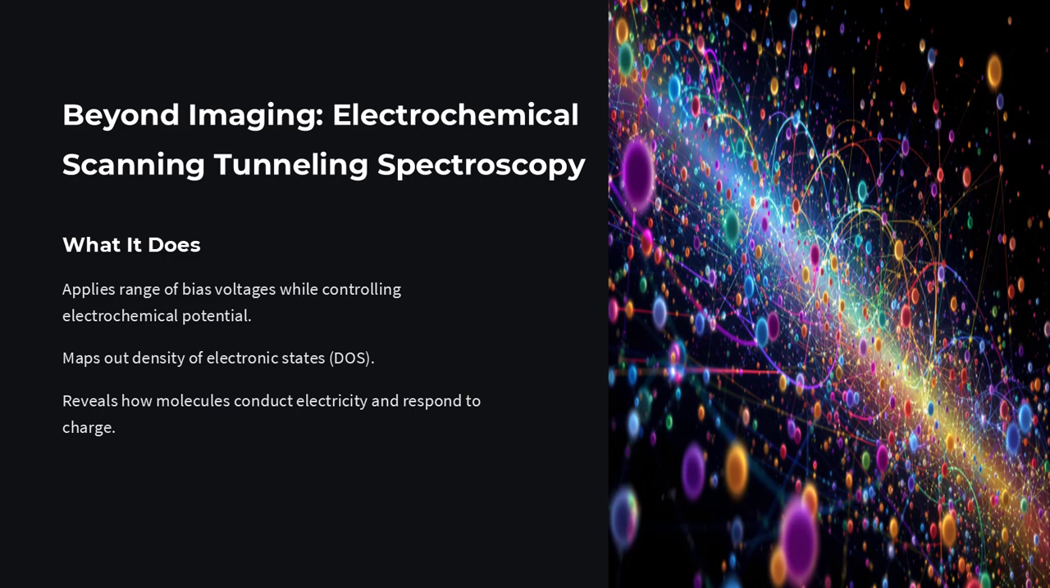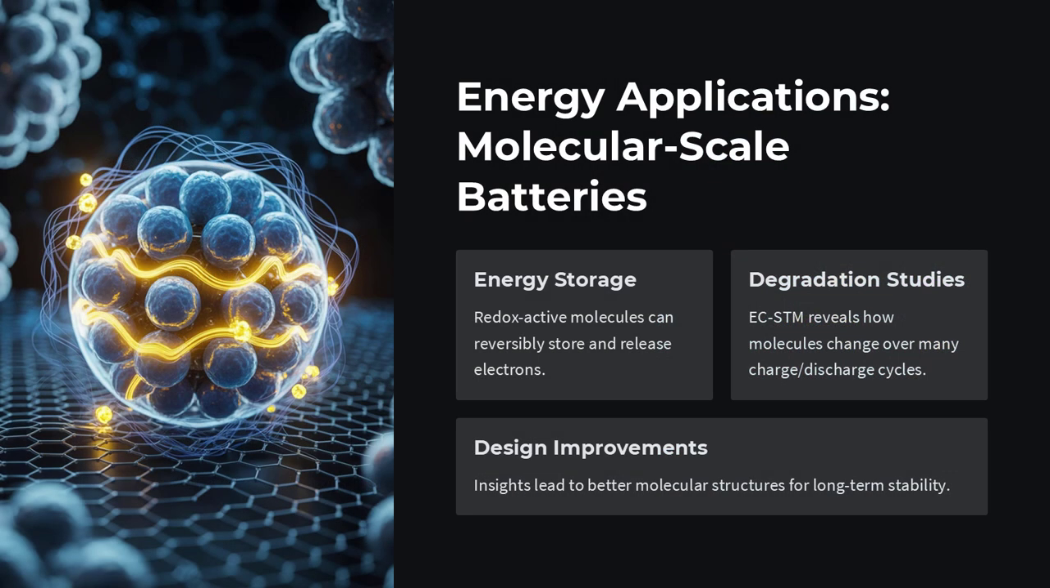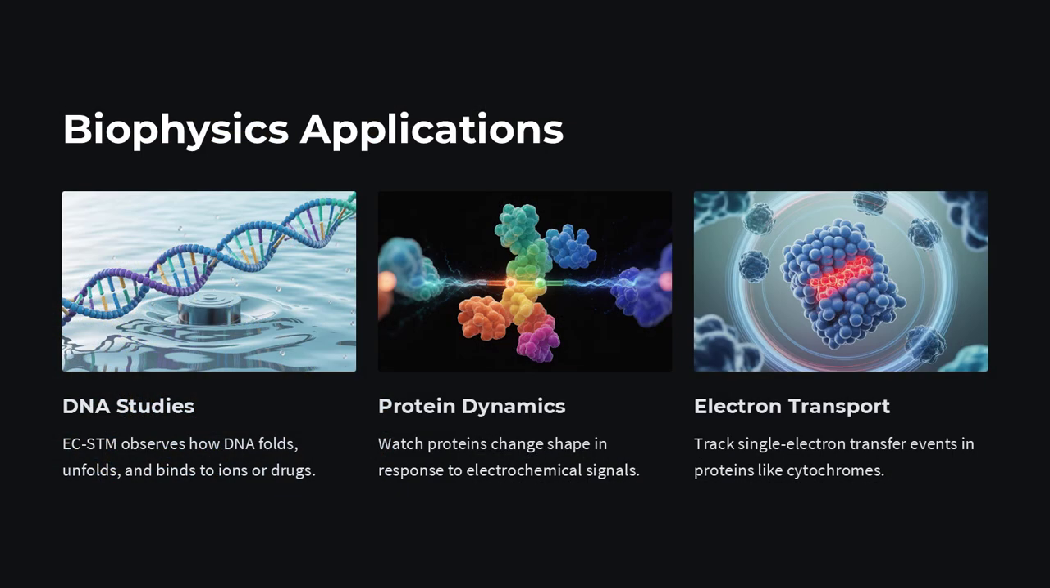It allows researchers to tune the electrochemical potential of the tip or sample and watch in real time how a single molecule responds. Does it gain an electron, change its shape, or bind to something new? Consider this question. What happens when you add or remove electrons from a single molecule? Using ECSTM/STS, scientists can measure how redox states, oxidation and reduction, affect the molecule's behavior.